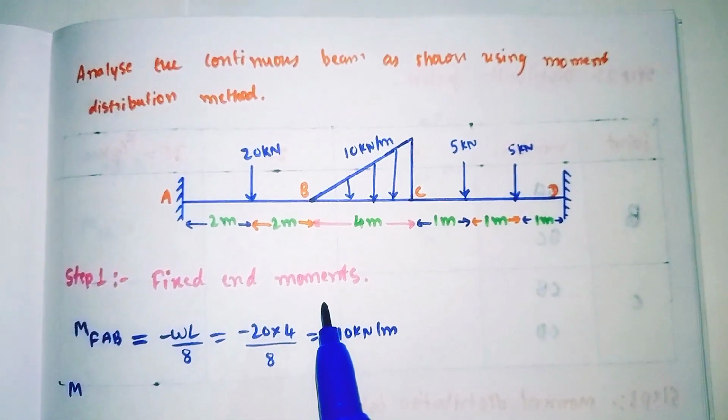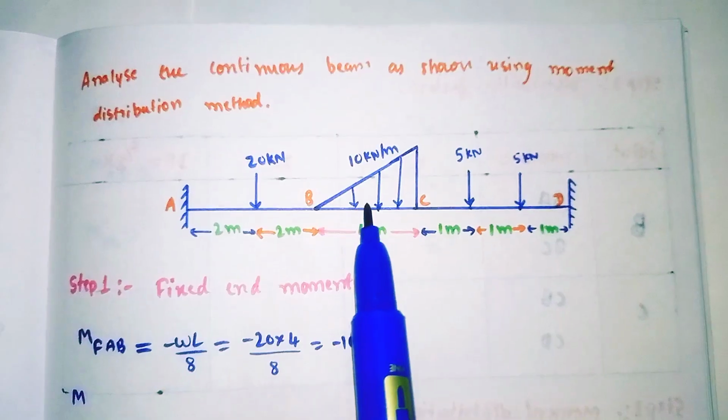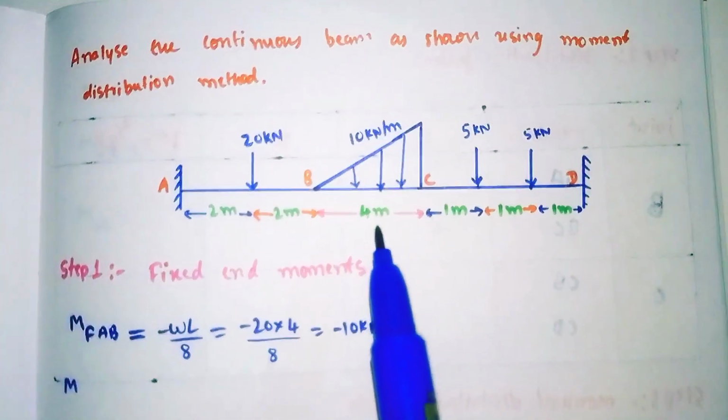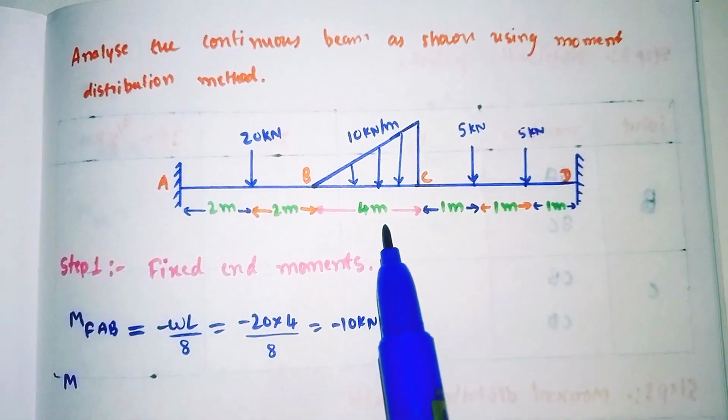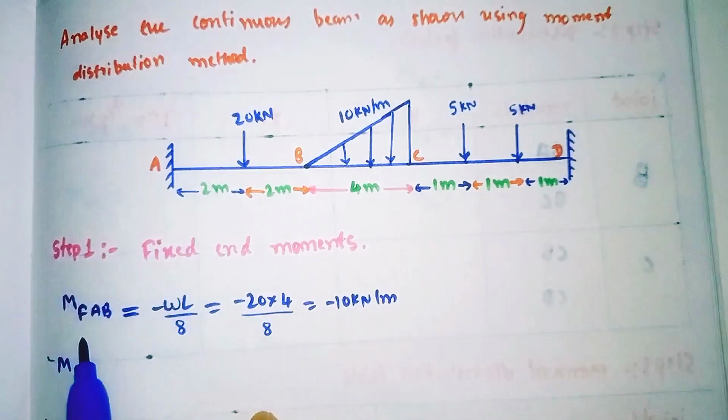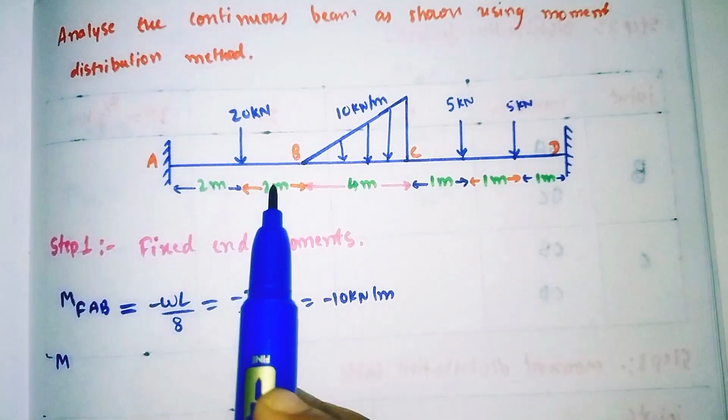So today's video we will see one more problem using the moment distribution method. So this is the given beam. As usual, the first step is to find the fixed end moment. Now we'll calculate the fixed end moment for the span AB.